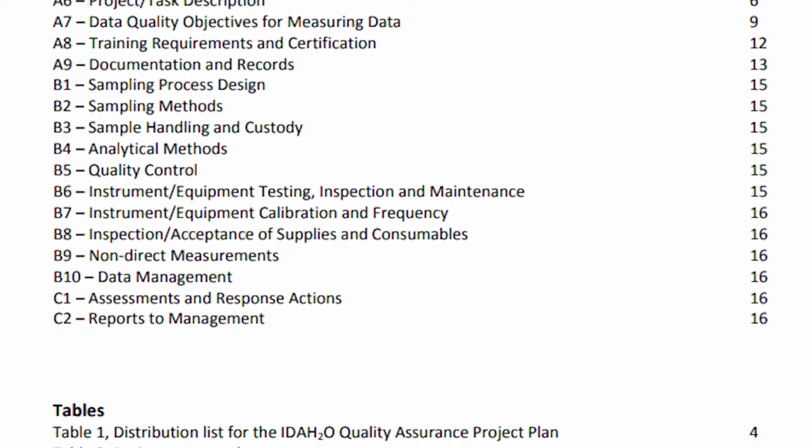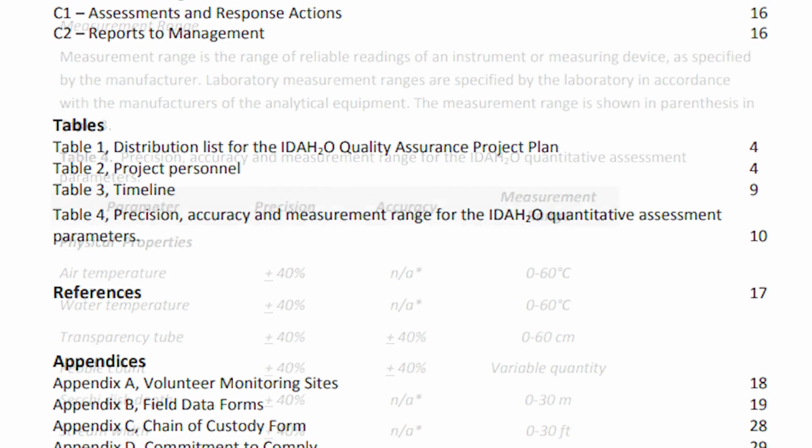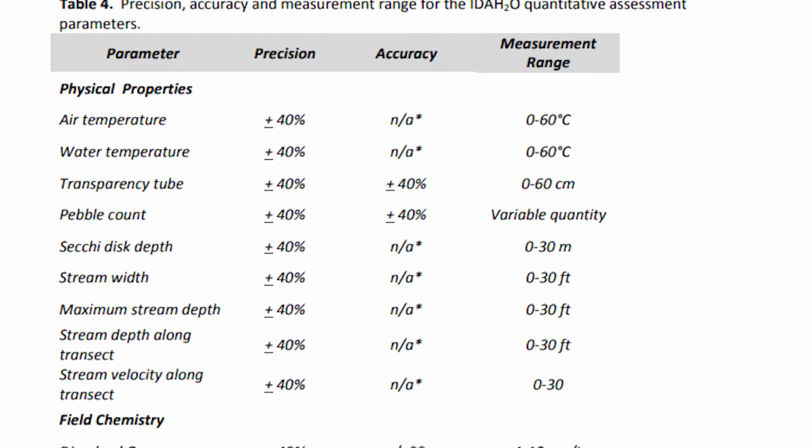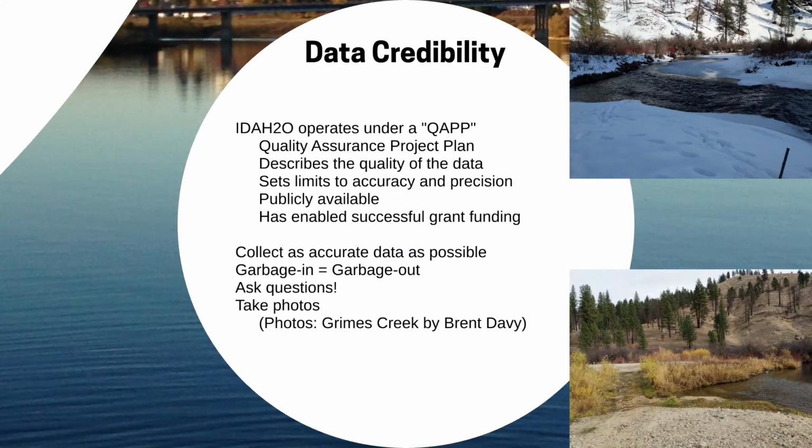All right, all kidding aside, it's a highly technical document that outlines the limits of acceptable error in the IDAH2O data. All good science programs have some quality assurance plans in place. Our program has successfully competed for grant funding because we operate under a certified QAPP. While our data is not as sophisticated as other programs, and certainly not as sophisticated as the professionals collect, it still conforms to a specified range of precision and accuracy, and it is important that you collect data in a standardized way and take the time to do a good job.